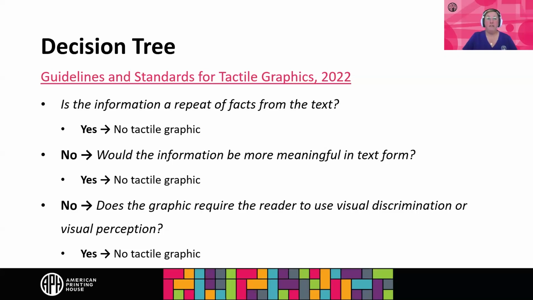Does the graphic require the reader to use visual discrimination or visual perception? Meaning the picture itself is a rendering of what we would see visually, such as Escher's artwork, which is showing a repeating staircase. This would not be something that would make into a tactile graphic.